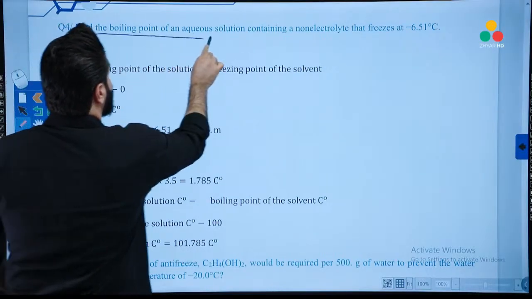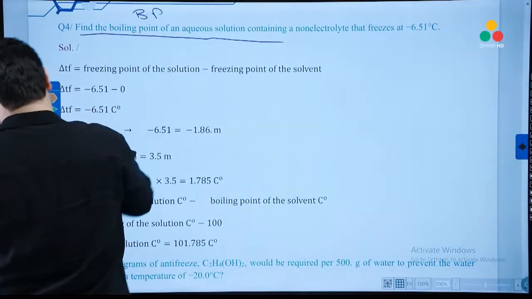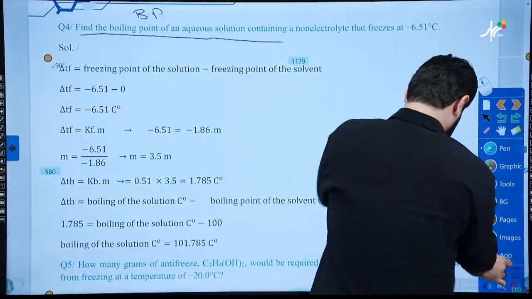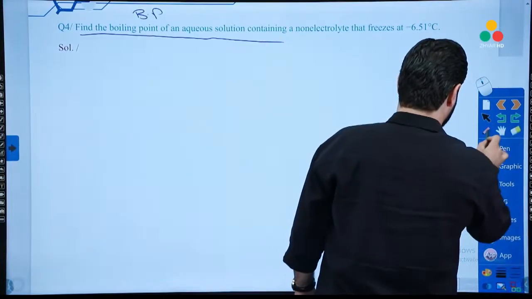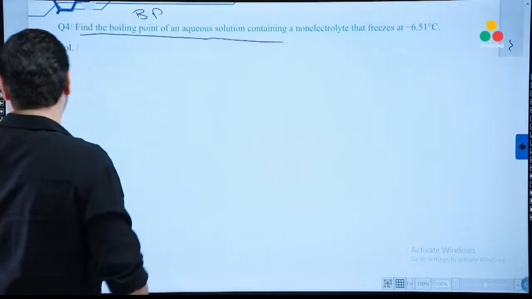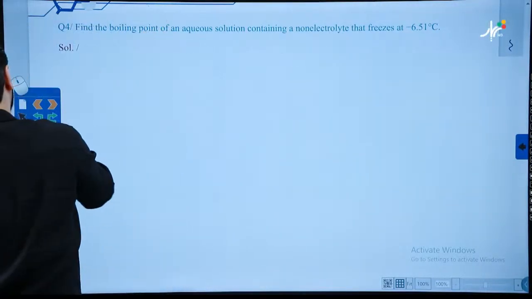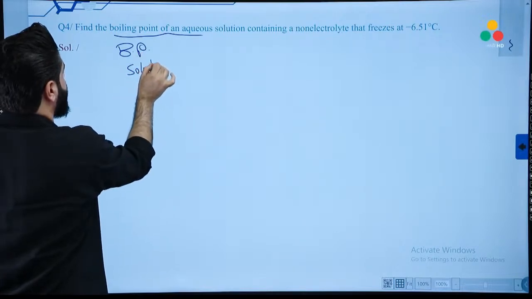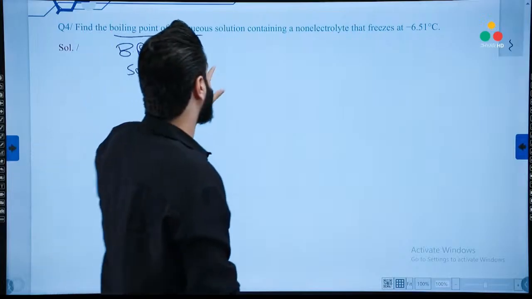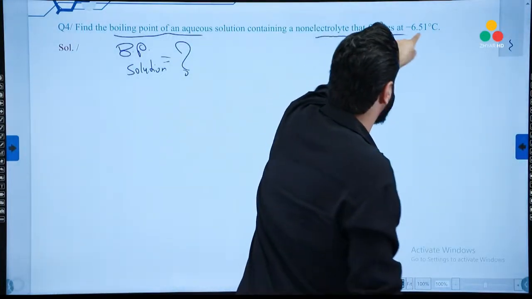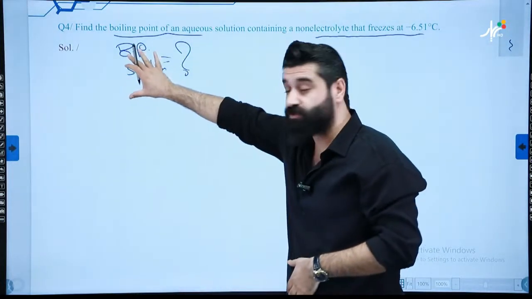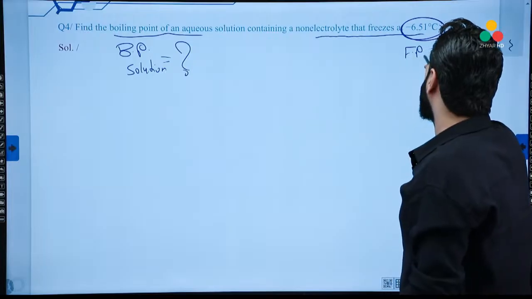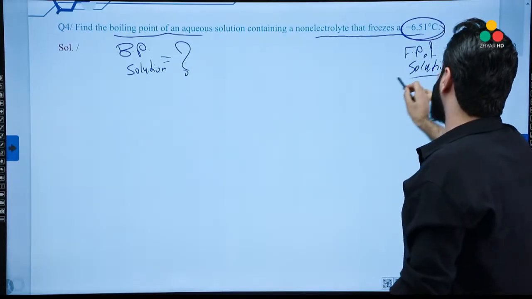Find the boiling point of an aqueous solution. Okay, let me hide the solution first. Let me delete this and start from the first. Calculate the boiling point of an aqueous solution containing a non-electrolyte that freezes at this Celsius degree. Boiling point of solution is the unknown. It means this is the freezing point of solution. Freezing point of solution.